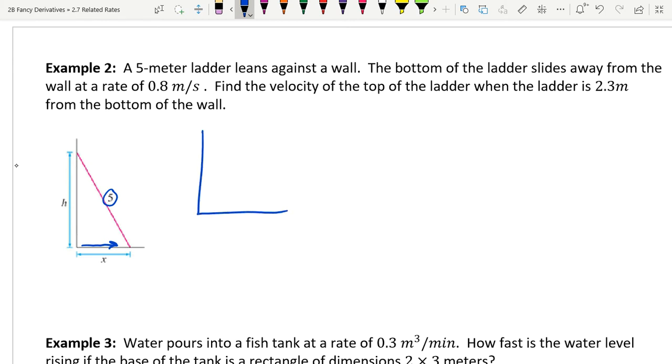Again, you've got this ladder leaning up against the wall right here. Oh yeah, it's a beautiful ladder. This is going this way.